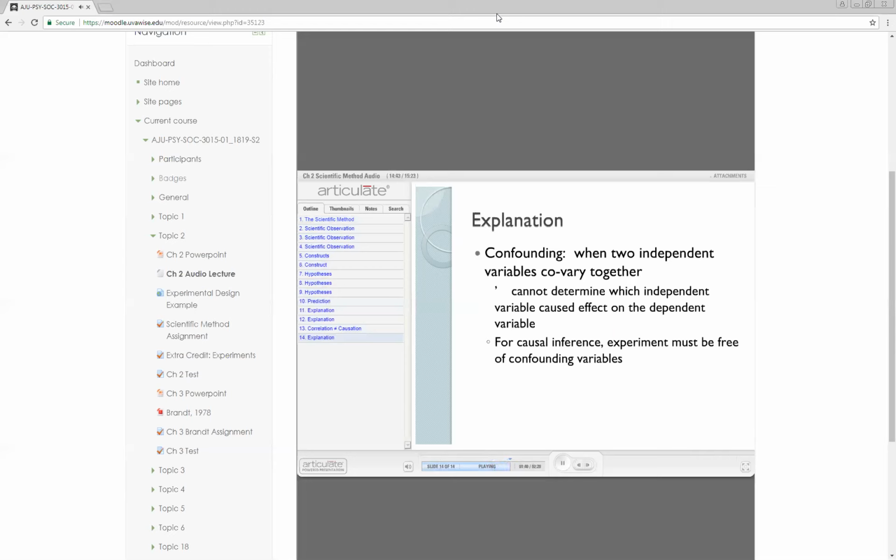So we might do something like have three groups. Have one group that gets tutoring, one group that gets to informally hang out with another adult, and then a third group that just goes straight home.